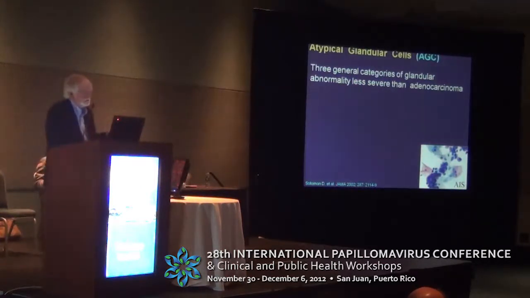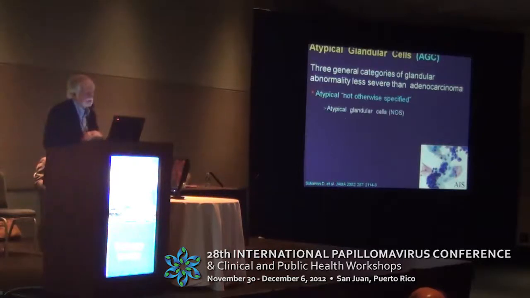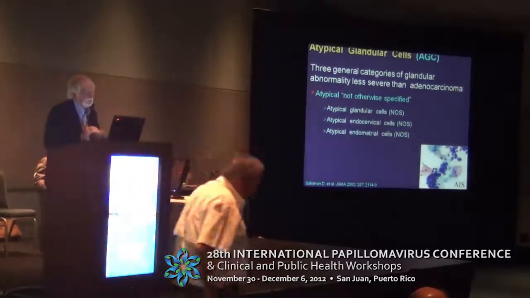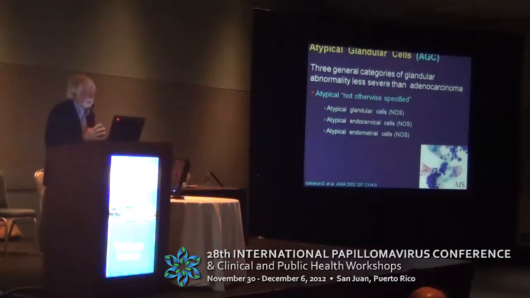Let's just talk about the categories that the Bethesda System 2001 set up. If you use a Bethesda system in your country, they probably read them accordingly. So there is an atypical category of glandular cells that are considered not otherwise specified, and if they can't specify them any better than that, they call them atypical glandular cells, NOS, or AGC NOS. If they think they look like endocervical cells, it'll be called atypical endocervical cells, not otherwise specified. Or if it looks more like endometrial cells, atypical endometrial cells, not otherwise specified.